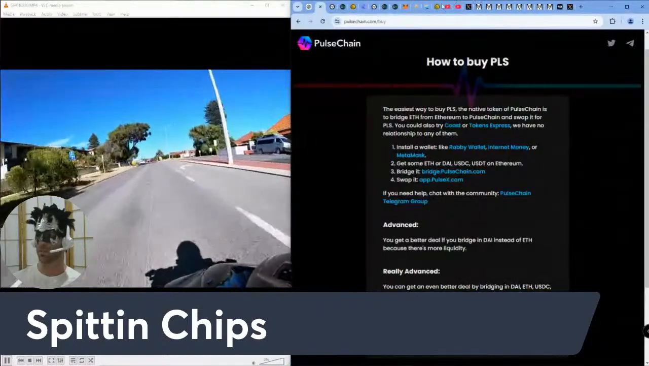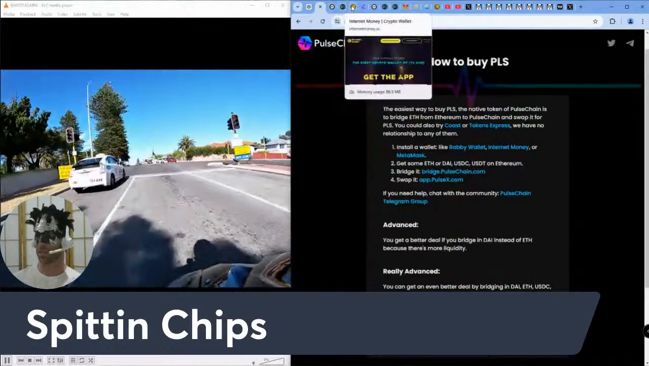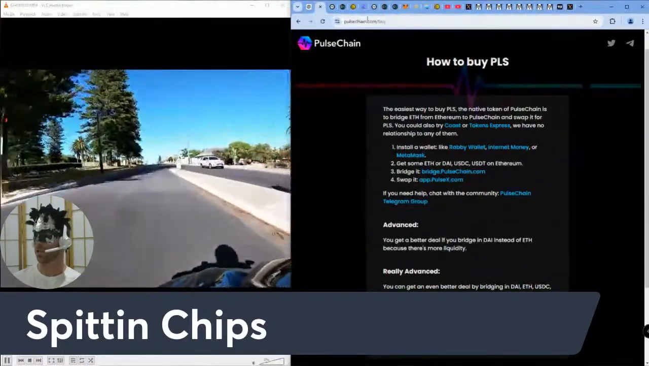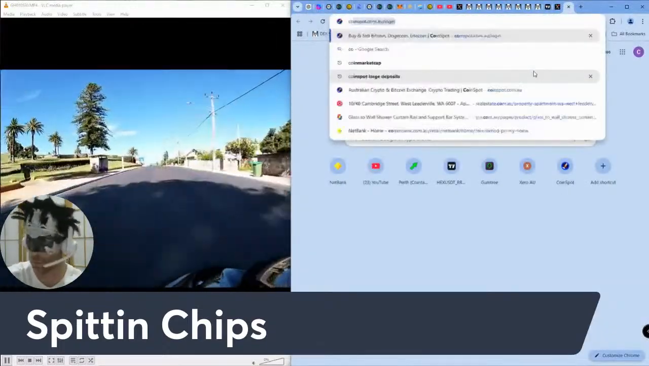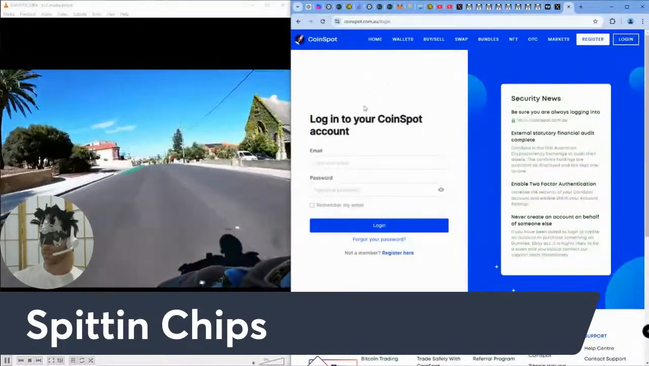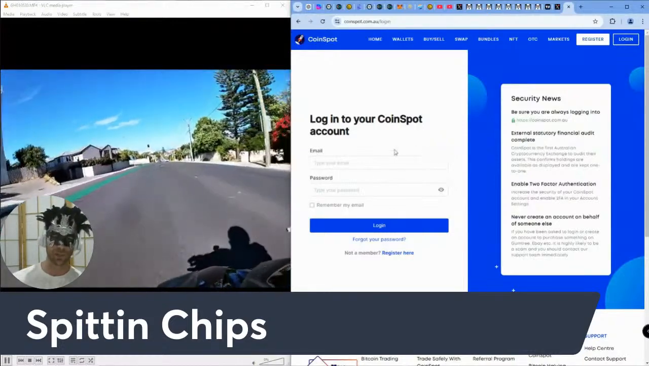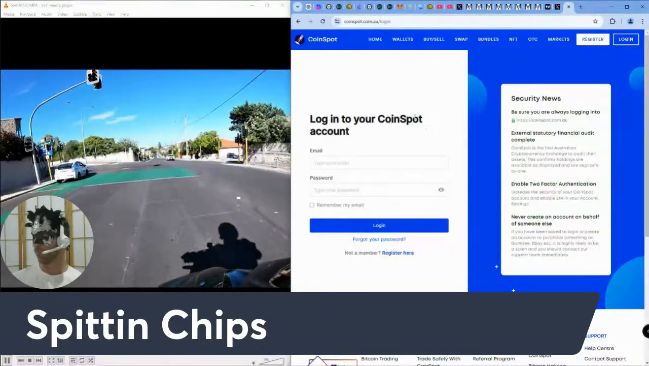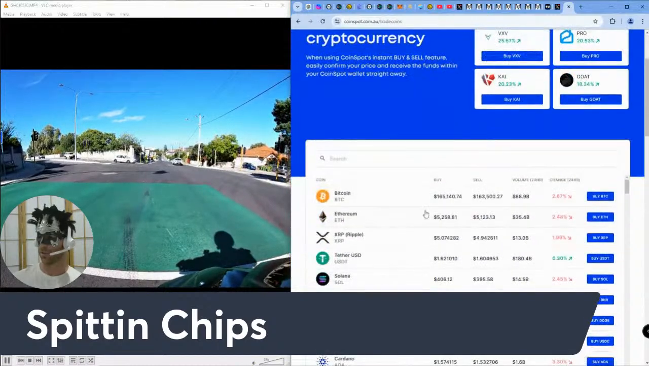But for more seasoned investors, we like to bridge. What that means is that we use an exchange. So we're going to go to an exchange like CoinSpot, which is for Australia. This is a centralized exchange, and you know I've been talking about decentralized, but we can use a centralized one, which is called a CEX, C-E-X. You create your account, and then you go buy or sell, and you purchase Ethereum here.